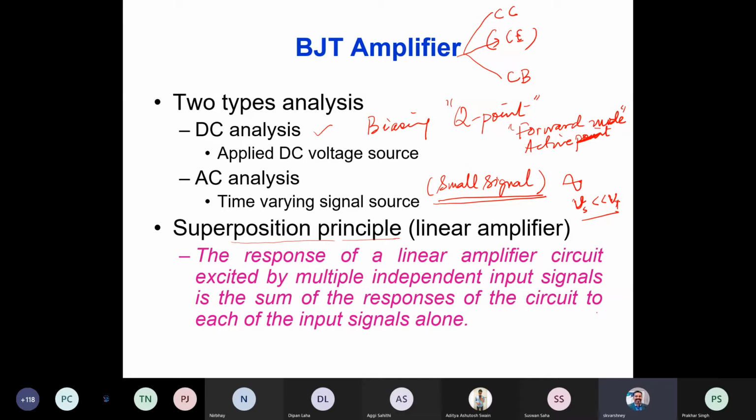This is a low power signal. Now there's an amplifier circuit, which is powered by a DC source, because the circuit has to operate within that condition.